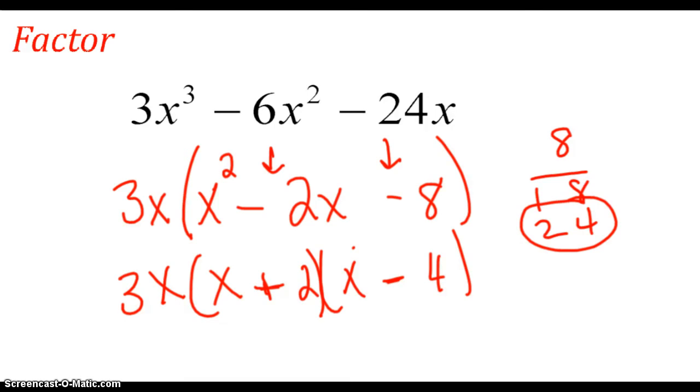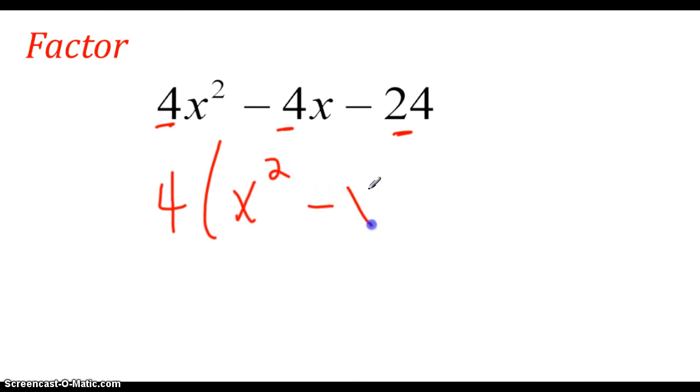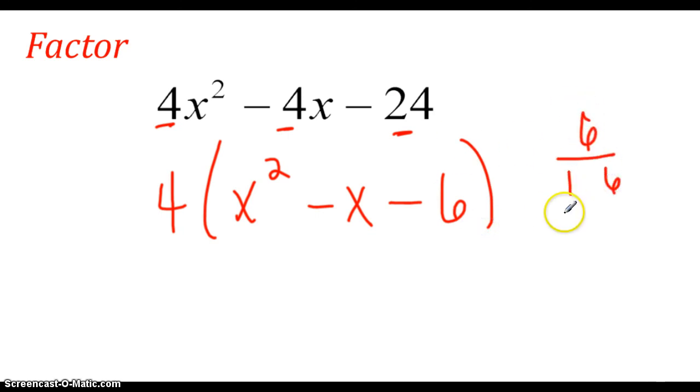Okay. One more together. I have a 4, I have a 4, I have a 24. Smallest number in the problem is 4. 4 goes into 4, 4, and 24, so I pull it out. That's it. They don't all have x's, so I get x squared minus x minus 4 times what gives me 24, 6. Be careful of 6, because you always have 1 and 6, 2 and 3. And I'm trying to get a 1, so I know that these are my factors.